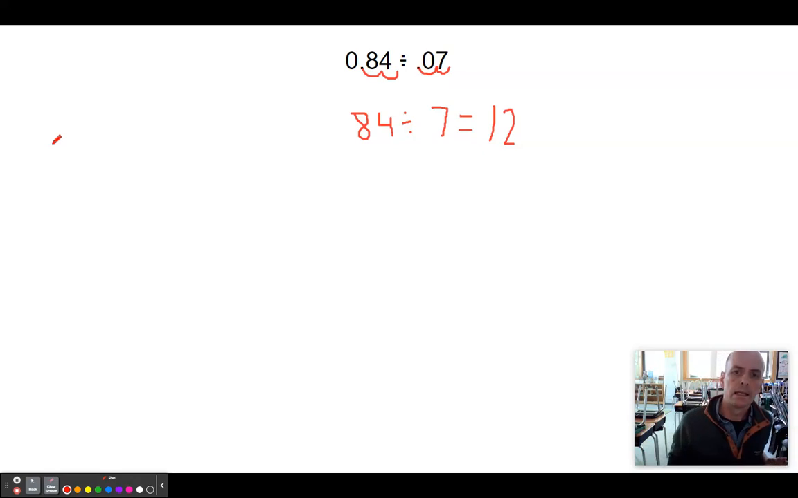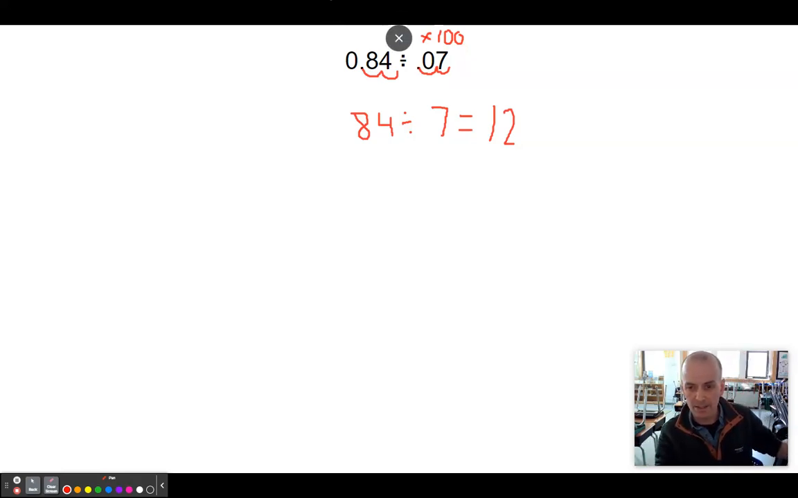Okay. Now, why? If you times this by 100, 0.07 by 100, you're going to get 7. Times this by 100, 0.84, you're going to get 84. So you're just changing them equally. So then when you divide it, it'll be the same answer.